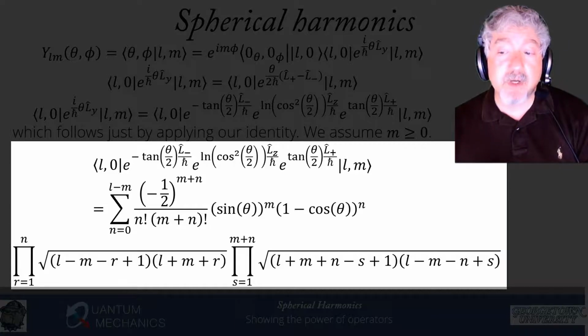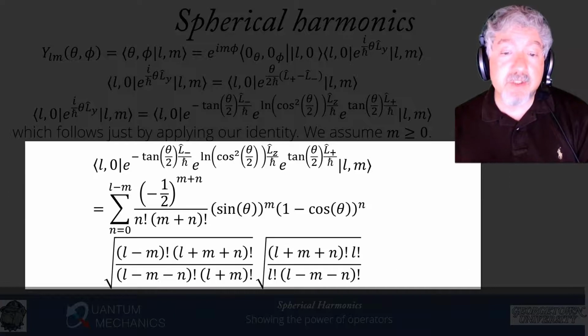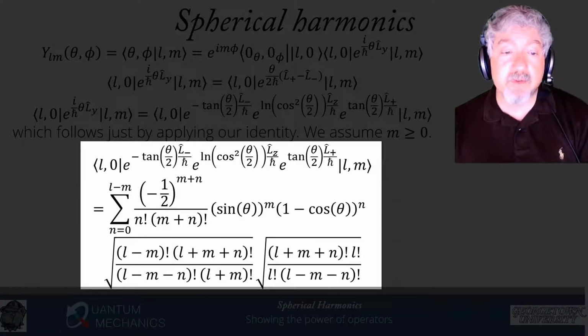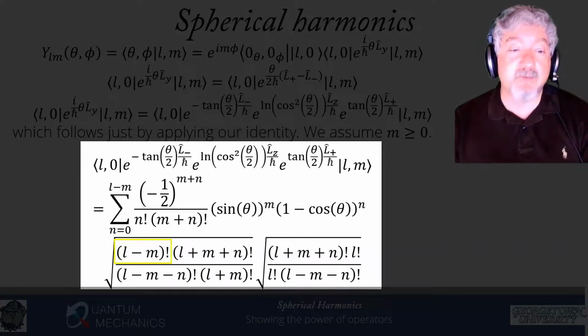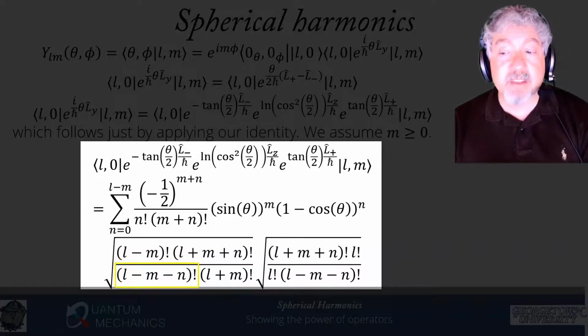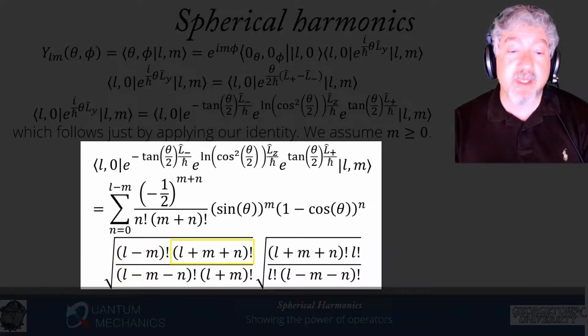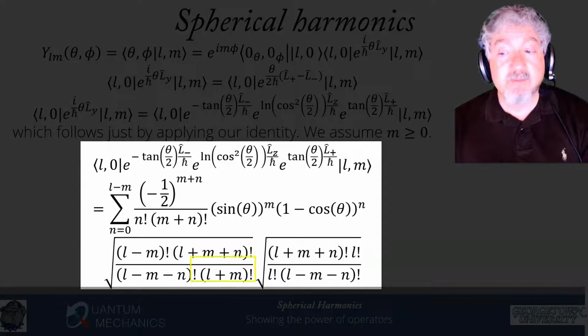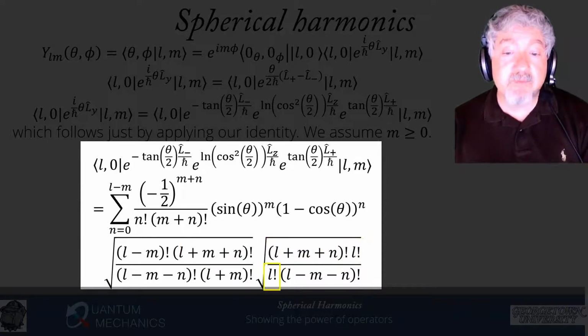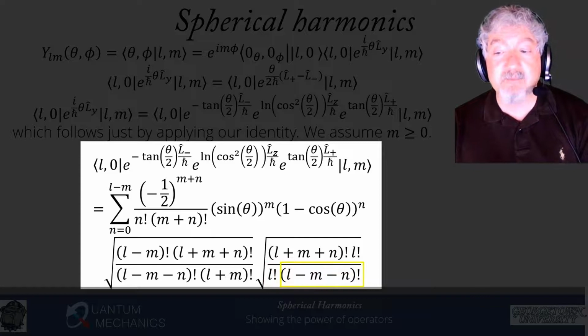You just need to sit down carefully and look at it. If you're having some trouble with this, it might be a good time to pause the video and carefully go through it. But I'm going to just show you what the answer is in terms of these square roots. You can see there we have that (L minus M) factorial divided by (L minus M minus N) factorial, like I told you. And then we also have the (L plus M plus N) factorial divided by the (L plus M) factorial, just like I said. And then from the second term, you get an (L plus M plus N) factorial times an L factorial divided by an L factorial times an (L minus M minus N) factorial.